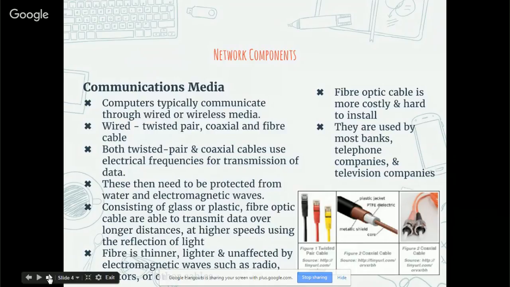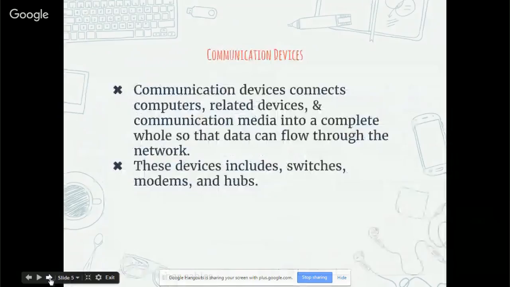And fiber cables consist of glass or plastic. Fiber optic cables are able to transmit data over longer distances. So this would be used for, like, if you're connecting different wide area networks. You'll learn about that a little later. Some of you know about this already. Fiber is very thin, and it's more costly. Banks, telephone companies, and television companies are some of the places that use fiber.